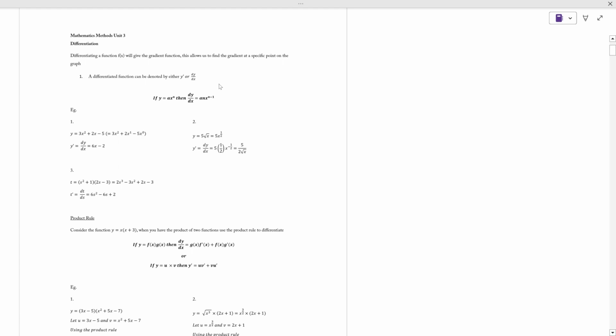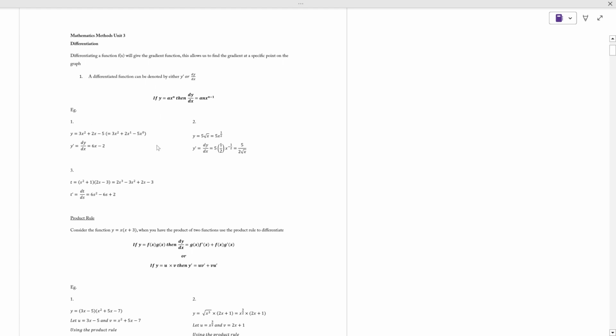So the general rule for differentiation is that if y is equal to ax to the power of n, just an ordinary function with a power, then the differentiated function dy/dx is equal to anx to the power of n minus 1, right? That's just the general rule for differentiation. But if that means nothing to you at all, that's all good. We'll go through an example below.